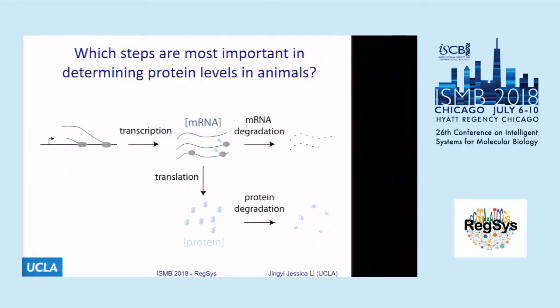The question we are interested in is to quantitate the central dogma, which describes how information flows from DNA to mRNA and then to protein. We know that there are 4 key steps that determine the final protein abundance, including mRNA expression, mRNA degradation, protein expression, and protein degradation. So we will consider all key steps in determining the protein variance.